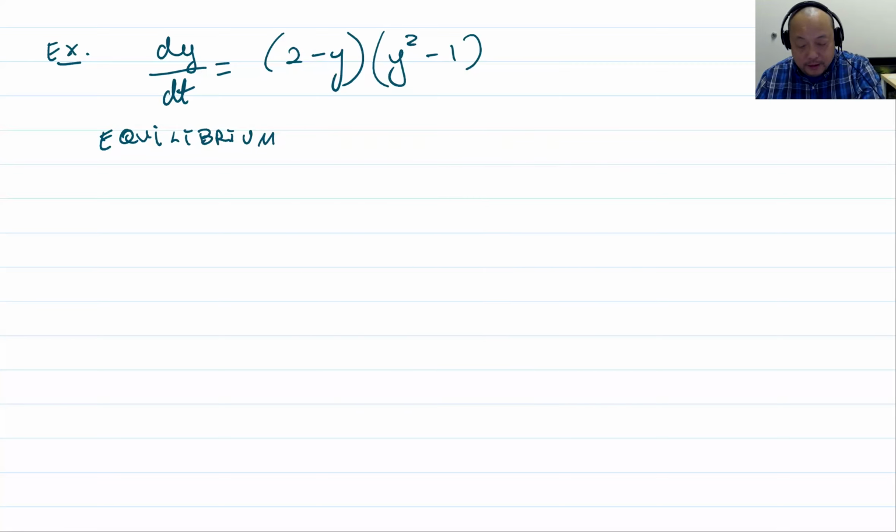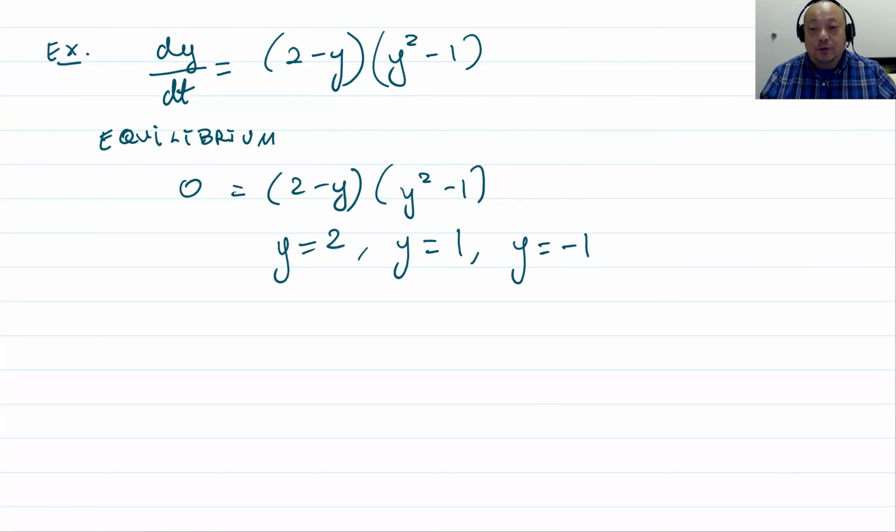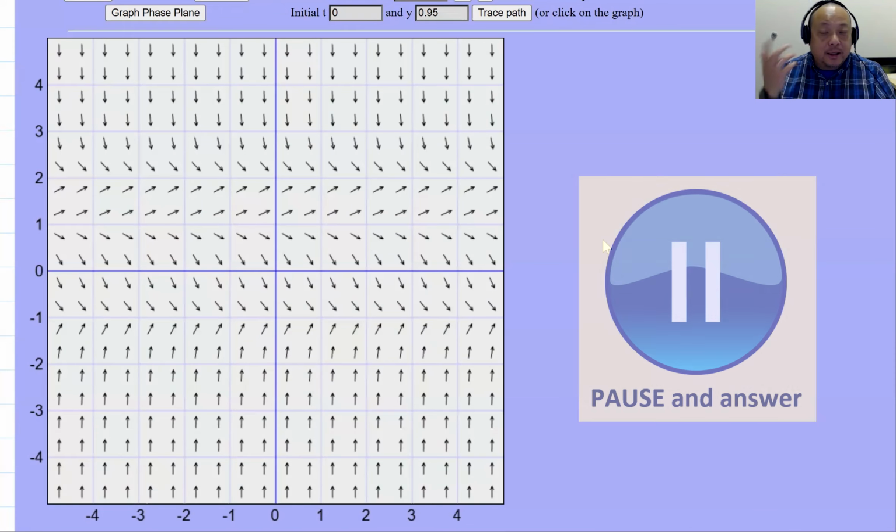All right, welcome back. To find the equilibrium, we just put 0 where dy/dt is. And therefore, it gives us the answers of y equals 2, y equals 1, and y equals -1. We have 3 equilibrium solutions. Are these stable or unstable? Let's take a look at the slope field. Using this slope field, can you tell? Press pause and think about it, answer before continuing on.